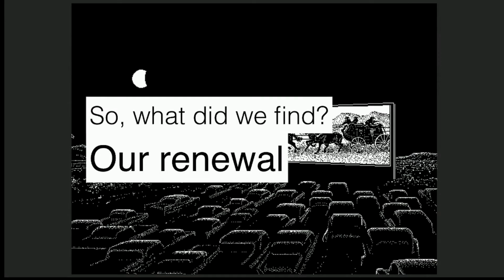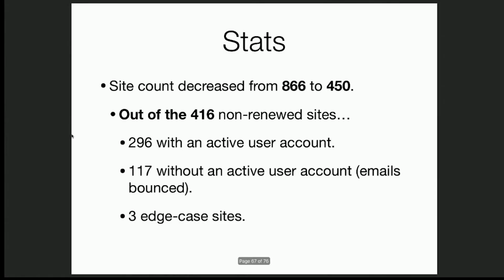So, what did we find through our process? For our multi-site in WordPress, we had over 860 websites when we started the process. When the renewal deadline hit, we had 450 active websites. And so if my coffee-addled brain did the numbers right, that left us with 416 non-renewed websites.